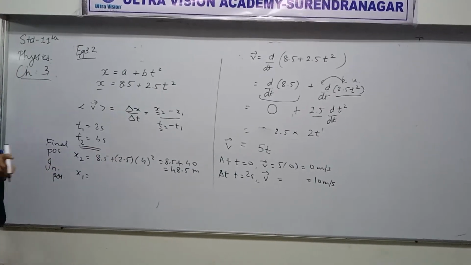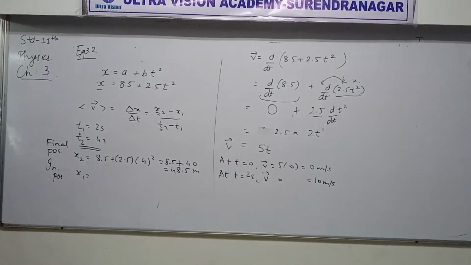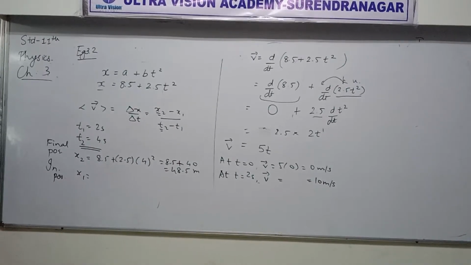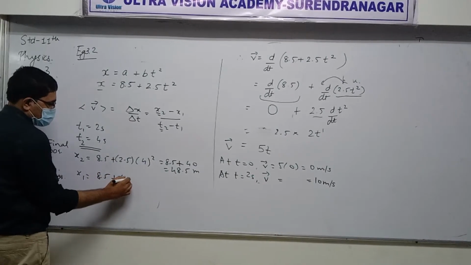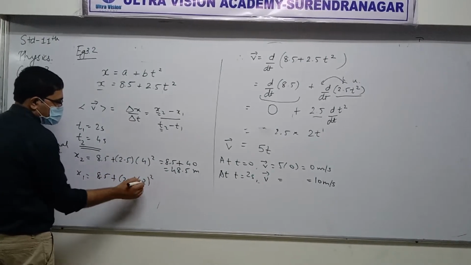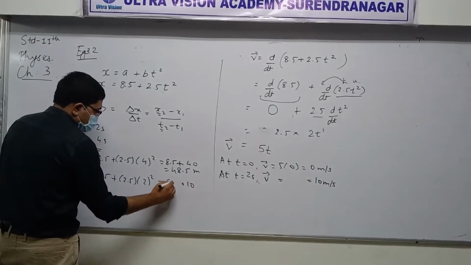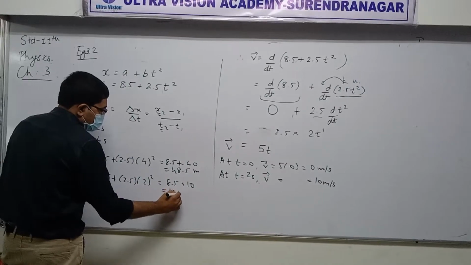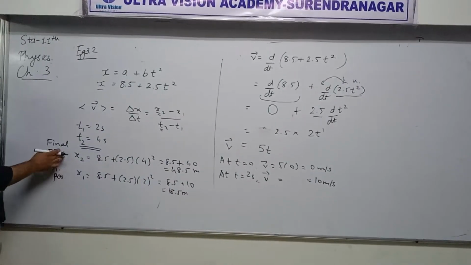So find it quickly. You have 10 seconds. What is x1? x1 is 8.5 plus 2.5 into 2 square. 2 square is 4. 4 into 2.5 is 10. 18.5. Clear or not? So have we found x1, x2? Yes. Initial and final position both.